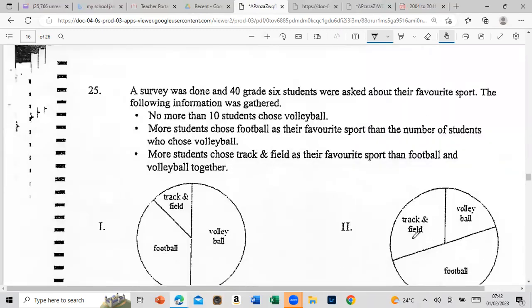A survey was done on 40 grade 6 students who were asked about their favorite sport. Information was gathered. No more than 10 students chose volleyball. More students chose football as their favorite sport than the number of students who chose volleyball. More students chose track and field as their favorite sport than football and volleyball put together. So more students chose track and field. So track and field should be the higher proportion.